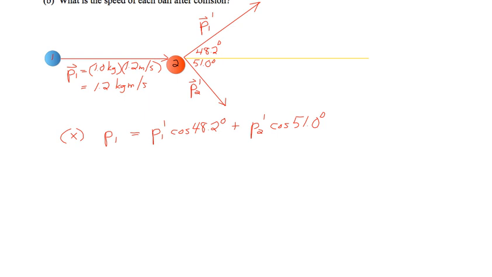No, doesn't matter. Well, I'm just writing my descriptive equations right now.